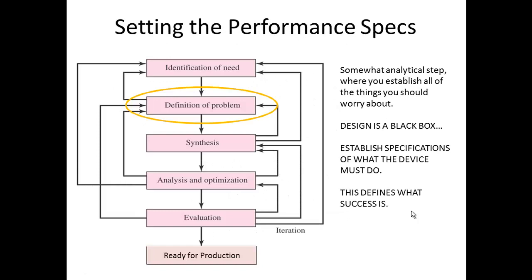The next step in the design process is the definition of problem step. This is where you set the performance specs. It's a very analytical step because you're establishing all of the things you should be worrying about. You want to treat the design as a black box. So no matter what the design ends up looking like, you're establishing what the device must do. This defines what success is. You define what success is.